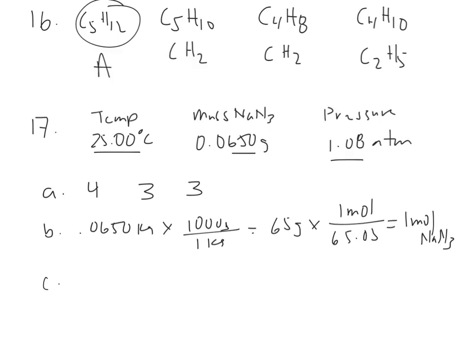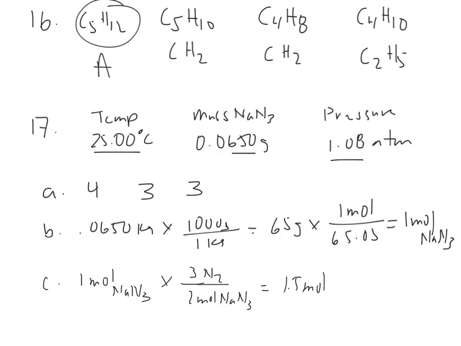Part C, they want to know how much N2 could you produce. So now I've got to take my 1 mole of NaN3 and look at my molar ratio from the balanced equation. And the balanced equation shows me I get 3 moles of N2 for every 2 moles of NaN3. So that means it's really going to be 1.5 moles of N2.